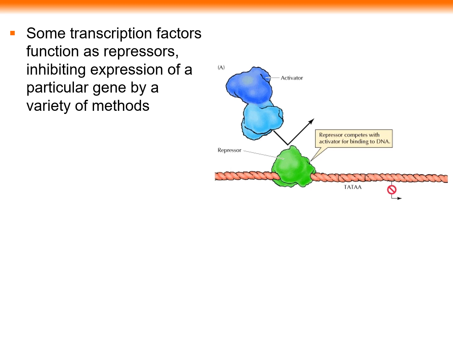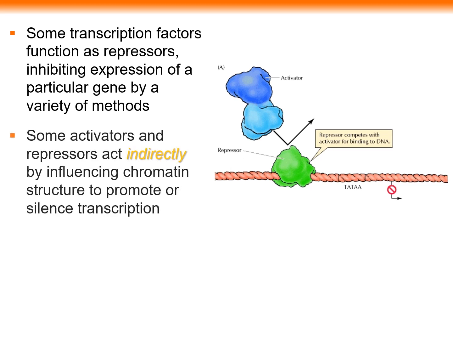And if we have activators, we also have repressors. They inhibit expression of a gene. And again, if the repressors are present, then those genes get shut down. They can act directly on, like for instance, competing for the TATA box on the DNA, or they can act indirectly by influencing the structure of chromatin or so forth, or methylation of DNA.